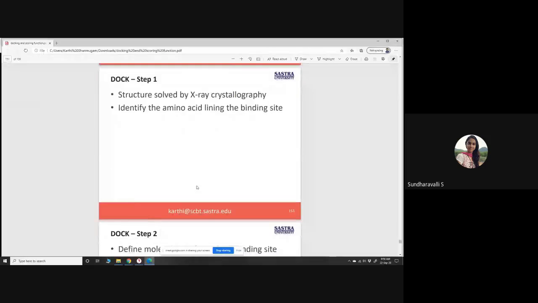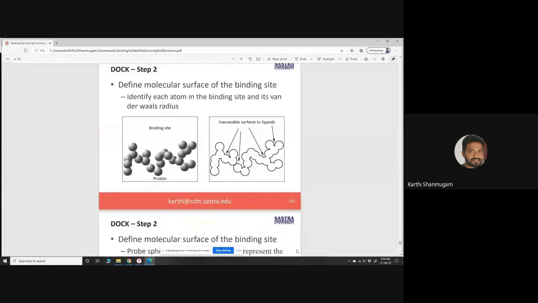Am I right? Yes, sir. Okay, so can you tell where exactly I have stopped? So step two, using the probes. Okay, so using the probe, right? So good. Okay, so let me continue from that.